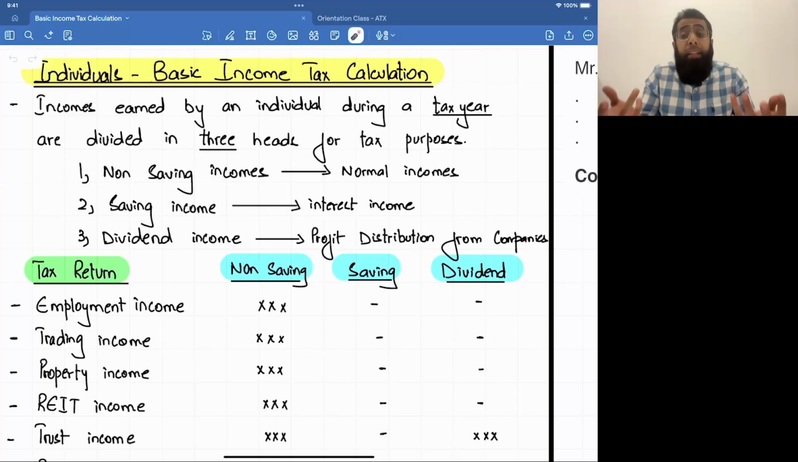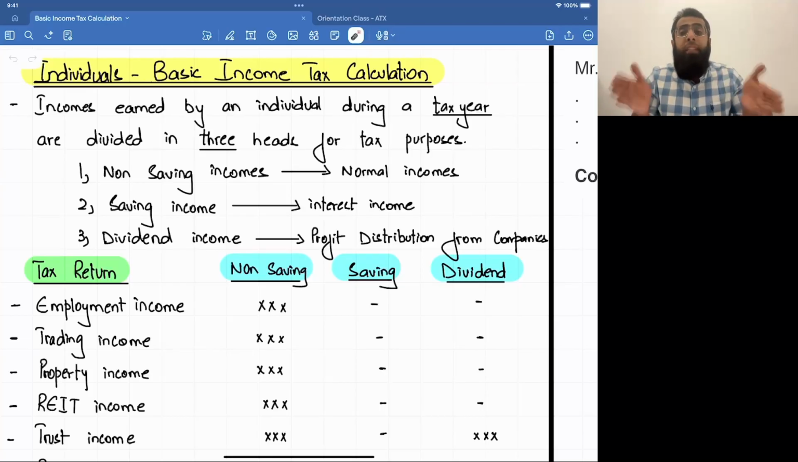Why are incomes divided into three heads? For example, you are earning employment income by doing a job, getting rentals, earning property income, doing some business, getting trading income, or getting some returns from a pension fund. So you can earn a lot of incomes during a tax year.